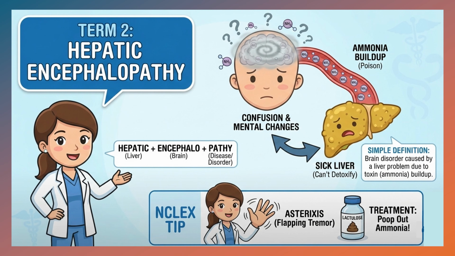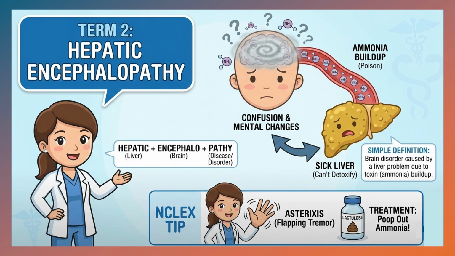Hepatic means liver. Encephalo means the brain. And pathy means a disease or disorder. So it's a brain disorder caused by a liver problem. Normally, your healthy liver detoxifies your blood. It takes waste products, especially ammonia, which comes from breaking down protein, and gets rid of them. A sick liver cannot do this job.